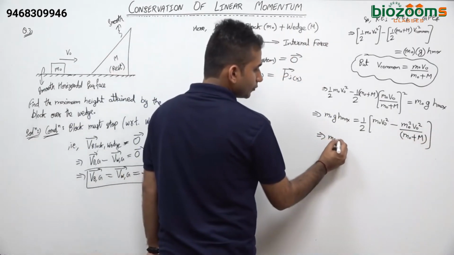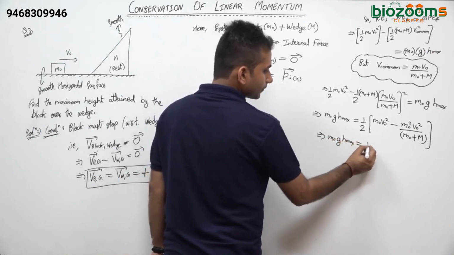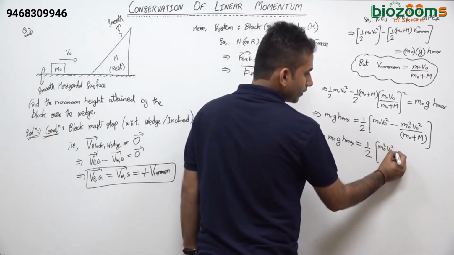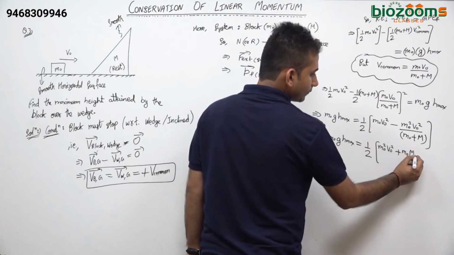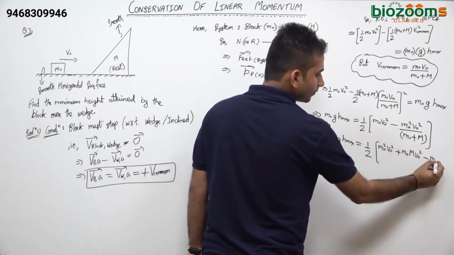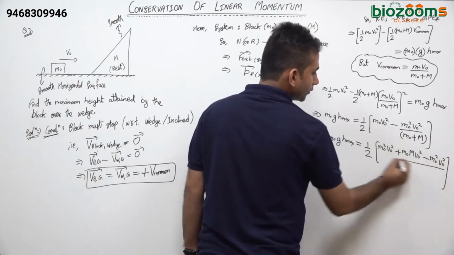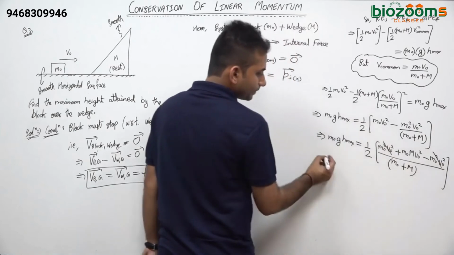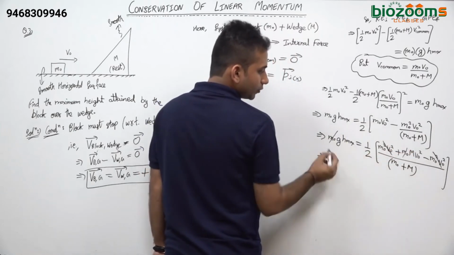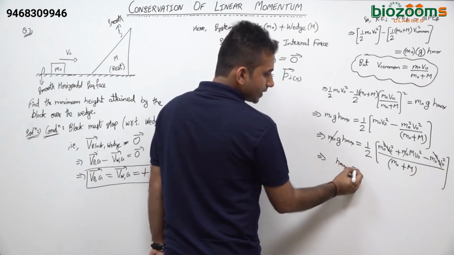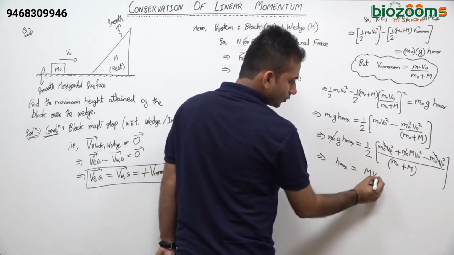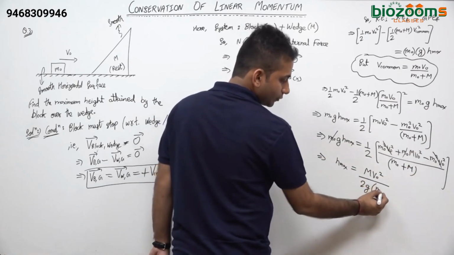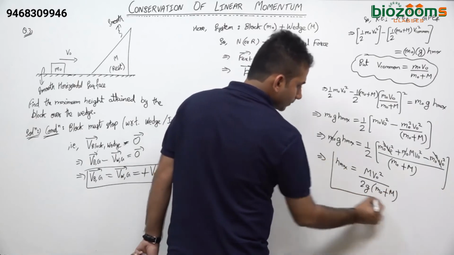So m naught g h max, try to solve it, half, take LCM. So m naught square v naught square plus m naught capital M v naught square minus this term m naught square v naught square, and in denominator you will get m naught plus capital M. So you'll get these two terms cancelled. So remaining m naught and m naught will also get cancelled. So h max will be equal to M v naught square divided by 2g times (m naught plus capital M).